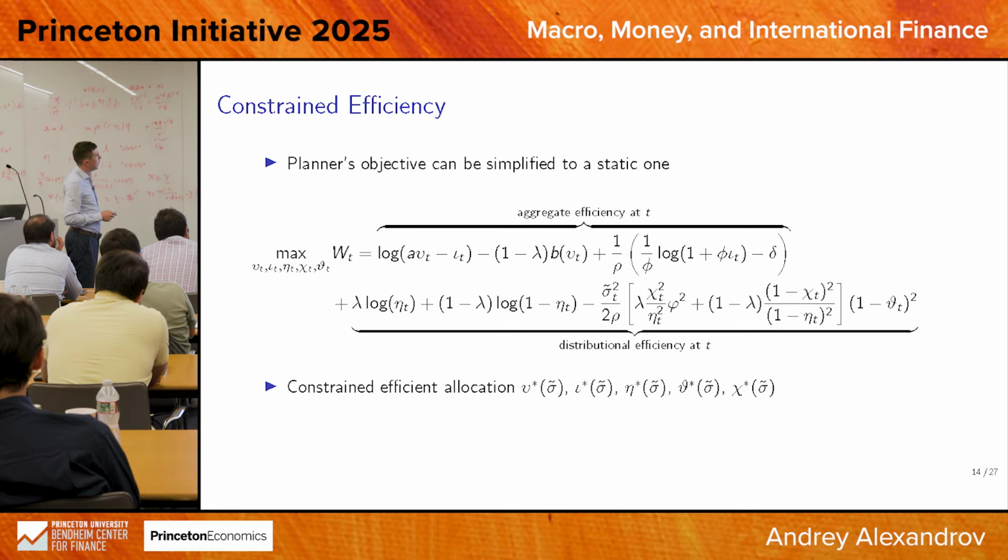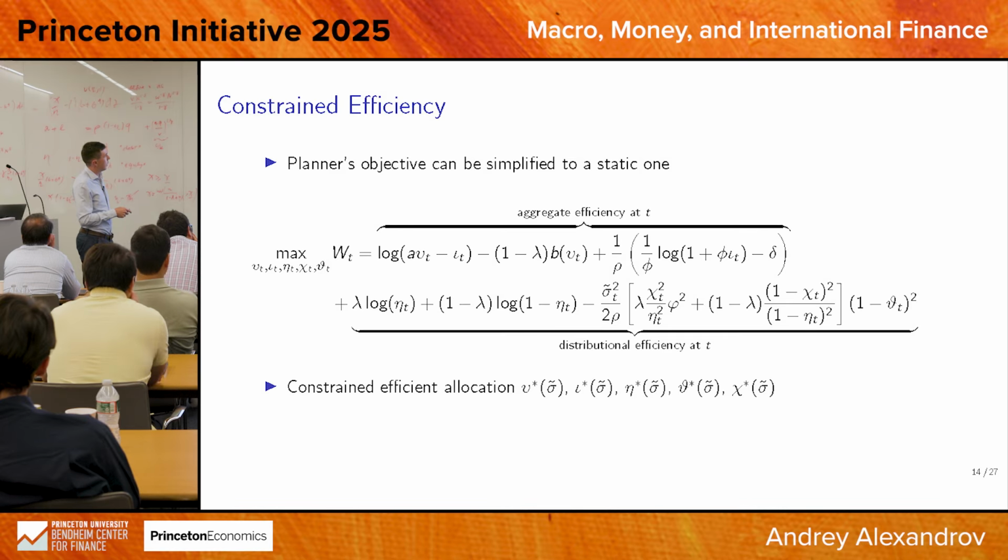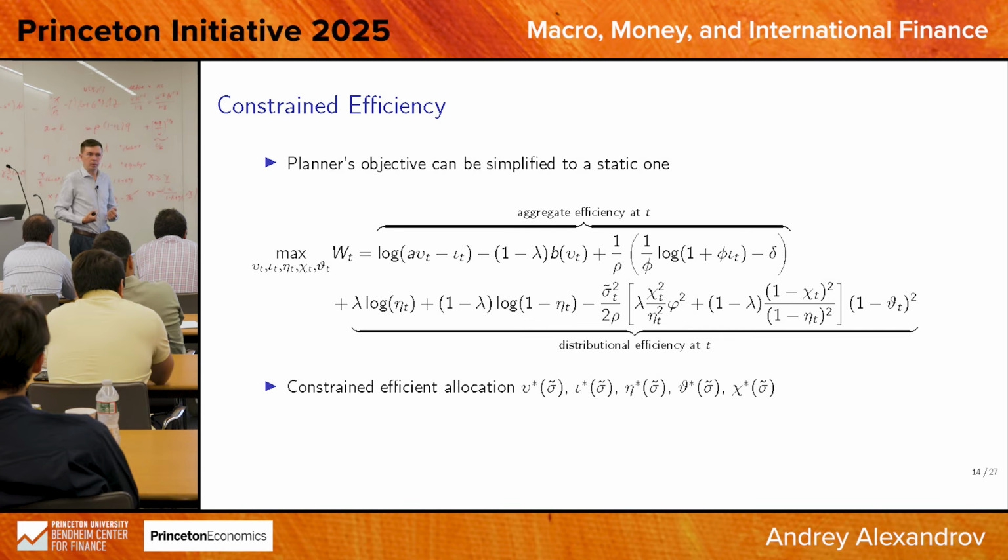And this period welfare has two components. The first one we call the aggregate efficiency at period t. What it depends on is utilization and investment, and the trade-offs are pretty simple. If you utilize more, you're going to have more output, more consumption. But then the households will have to pay the utility cost, because they're the ones that need to do the utilization. If you invest more, you're going to have more capital going forward, but then today you're going to have to cut down on consumption. So that's pretty obvious and standard.